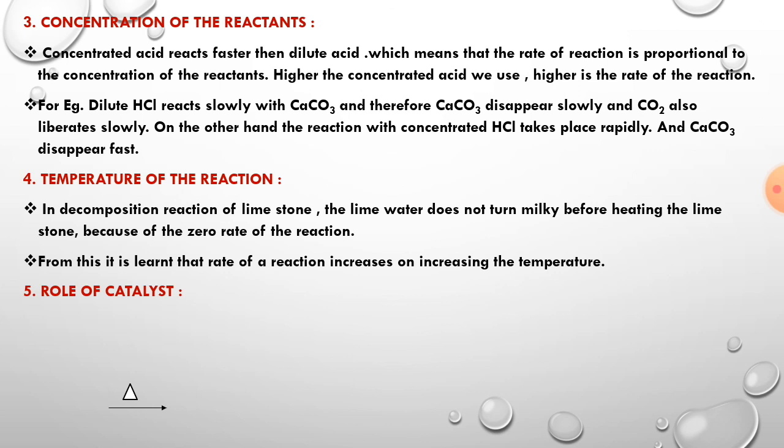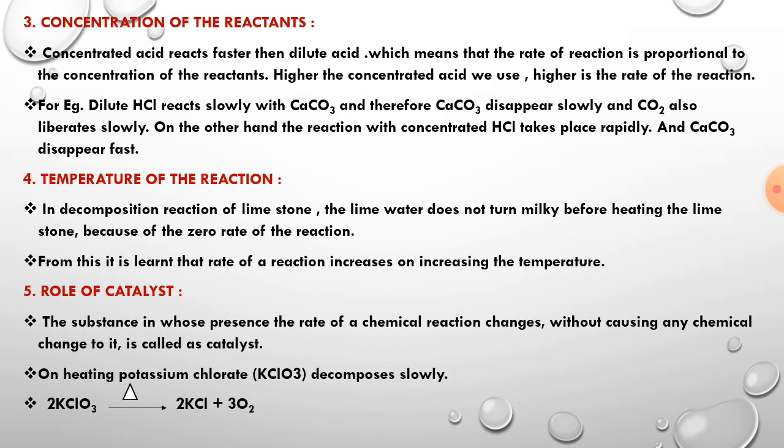Role of catalyst. What is catalyst? The substance in whose presence the rate of chemical reaction changes without causing any chemical change to it is called a catalyst. So basically when a catalyst is there in the reaction, the rate of the chemical reaction changes, but it doesn't cause any chemical change to itself. It doesn't take part in the reaction, but the rate of the chemical reaction changes with the help of catalyst.